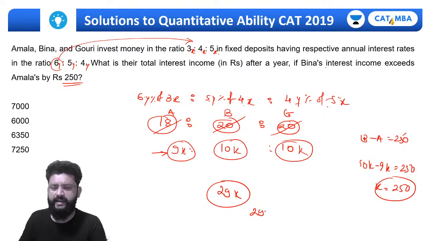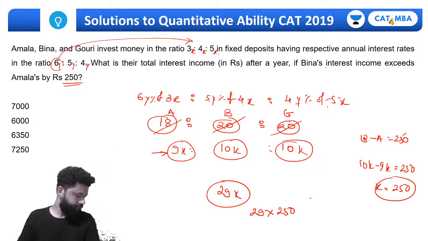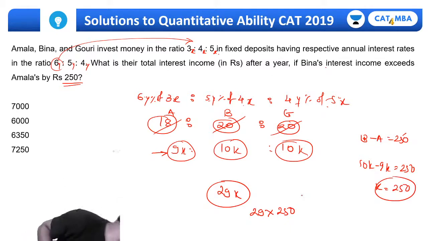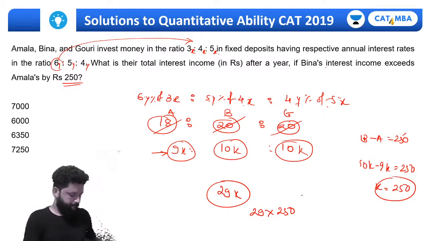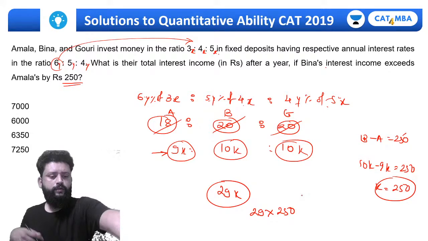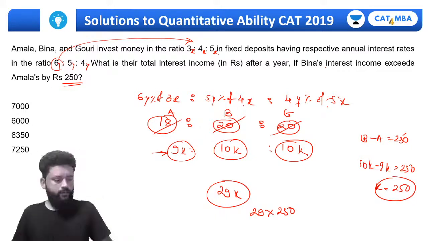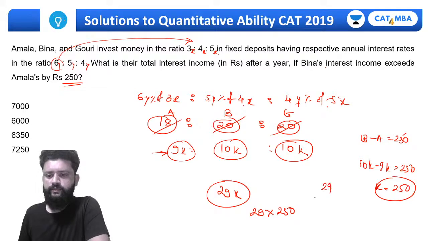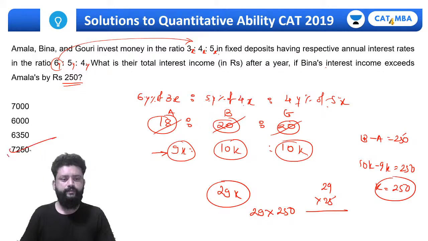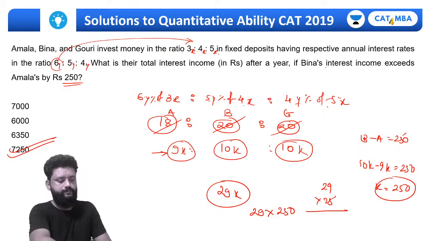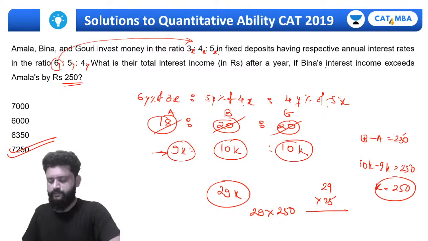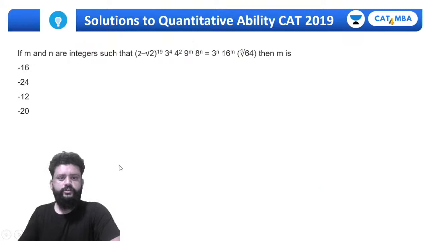You know, k is 250, so it is 29 into 250. Just a minute. Okay, so it's 29 into 25. Now got 25 750, 725. Let's move to the next question.